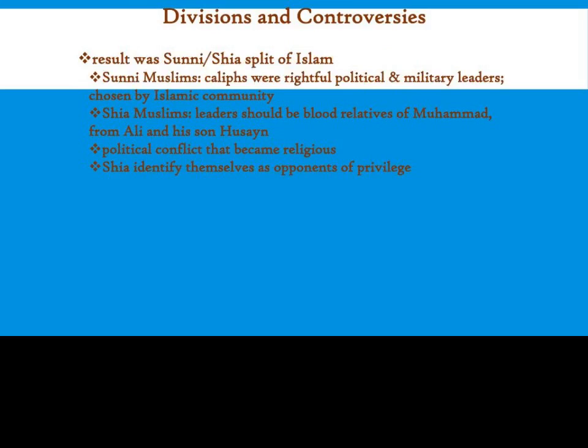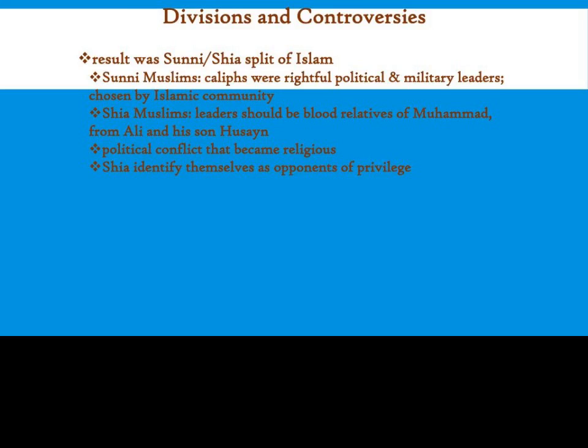And the result was a Sunni versus Shia split of Islam. Initially, it was a political dispute over who should rule the Ummah, right, that community. But the Sunni-Shia controversy still divides the Islamic world today. The Shia argue that the leader should come from a direct descendant of Muhammad, while the Sunnis hold that a learned member of the community should be the leader.